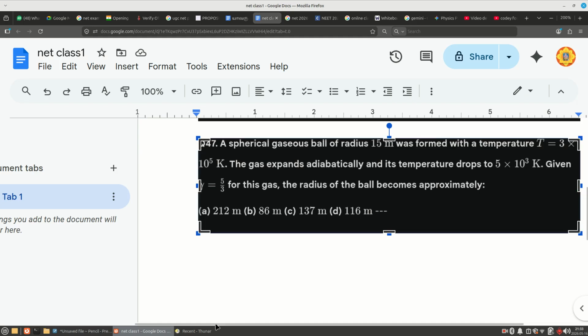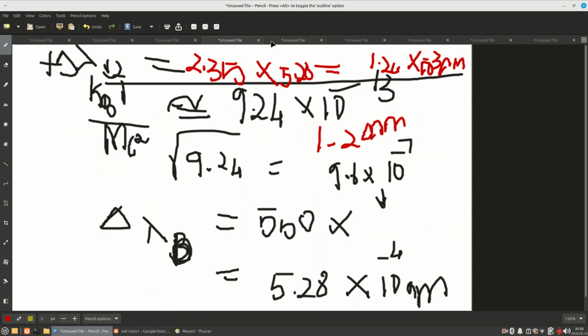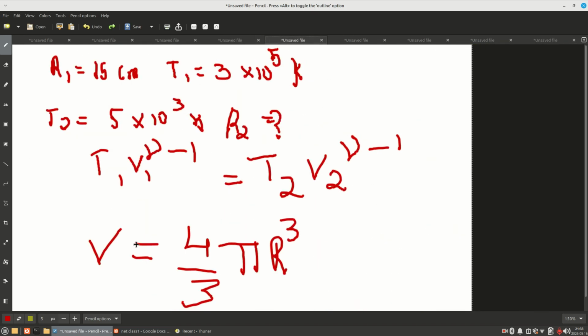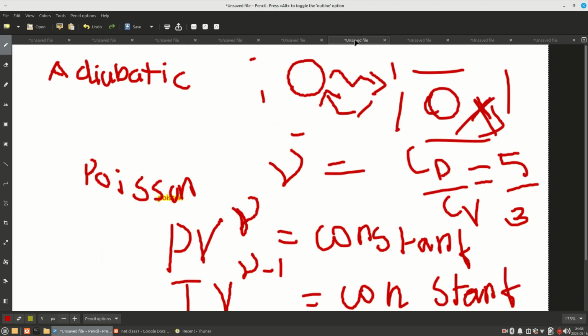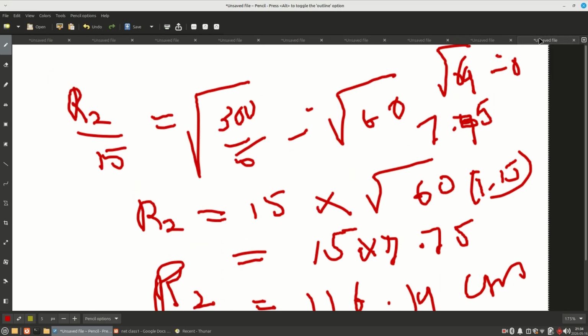I hope you have understood the whole concept here. If you have any confusions, you can watch once again. We have taken all the values. This is called Poisson's formula, for adiabatic expansion and compression. An adiabatic process means that even without any interaction with the surroundings, there is a change in the temperature of the system. We have taken the Poisson formula and other steps, and finally we have successfully calculated the result.